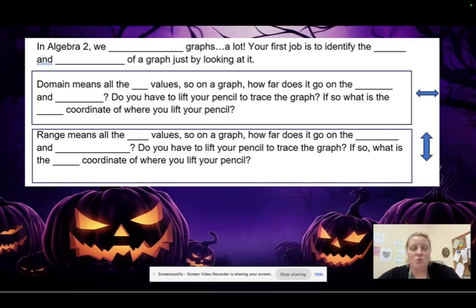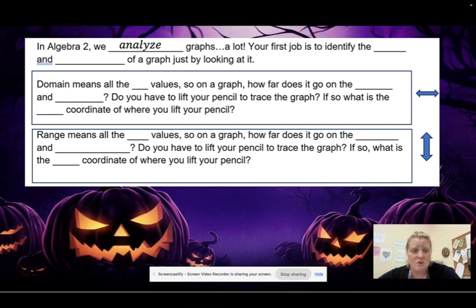So in Algebra 2, we like to study graphs a lot. And one of the things that we ask you to do is analyze graphs. So if we give you a picture of a graph, we want you to be able to tell us a whole bunch of information just from looking at that. All right, so it is a step up from Algebra 1, but everything has a graphical representation, and we really like you to know how to look at that graph and tell us a lot of key things.